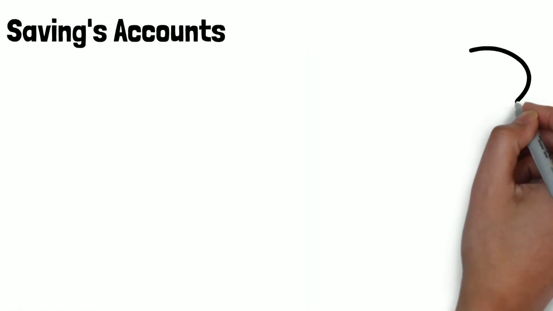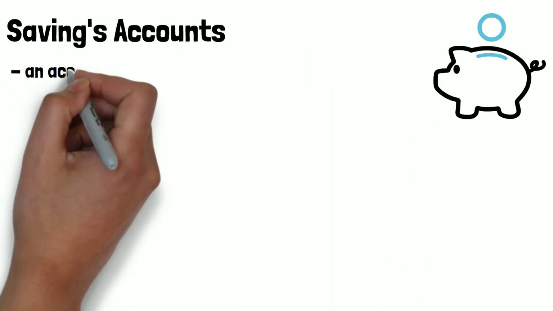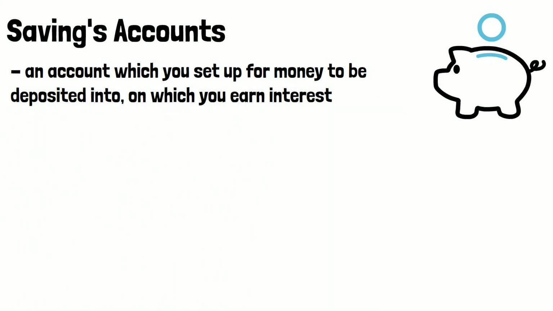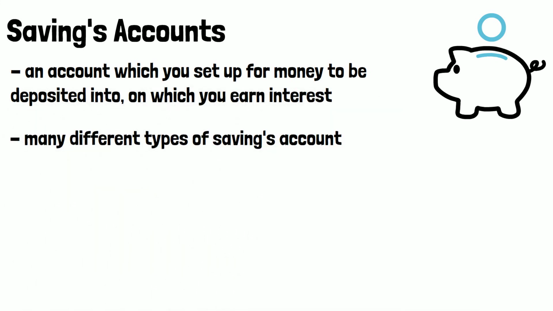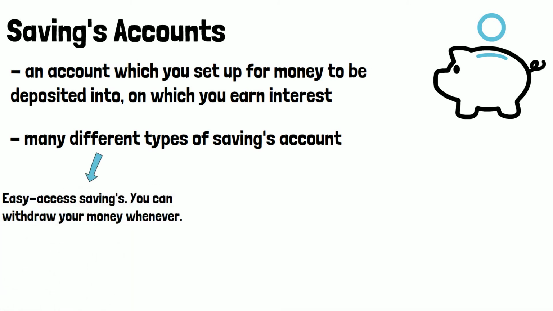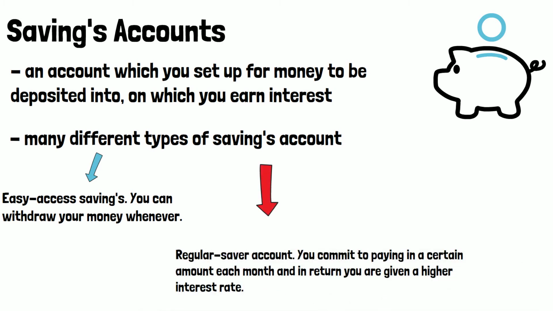Savings accounts. These are accounts in which you set up for money to be deposited into, on which you earn interest. There are many different types of savings accounts, such as easy access savings, from which you can withdraw your money whenever with no penalties. Regular savers accounts, in which you commit to paying in a certain amount each month and in return you are given a higher interest rate.